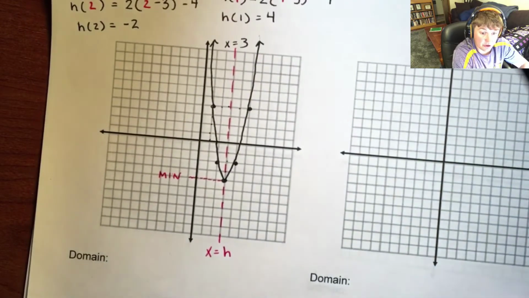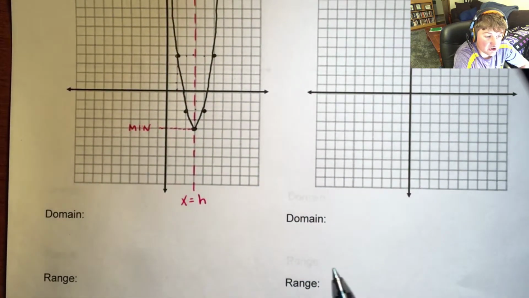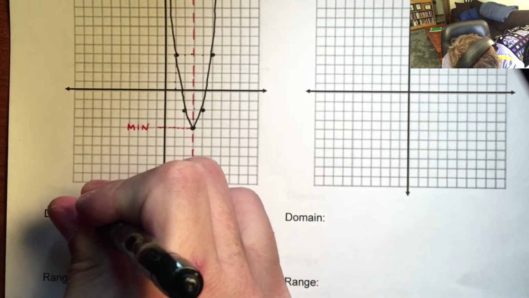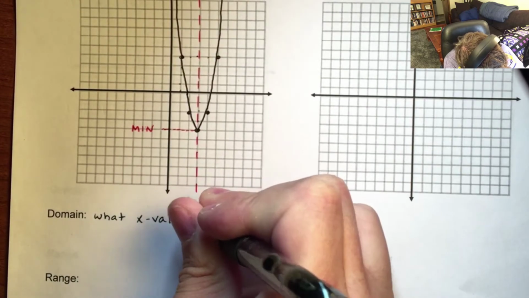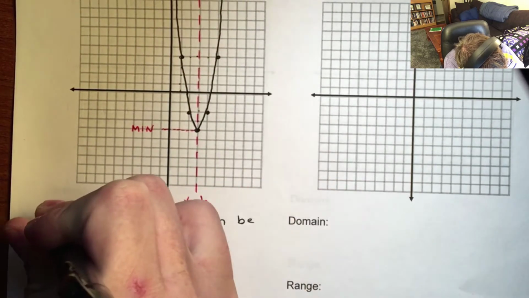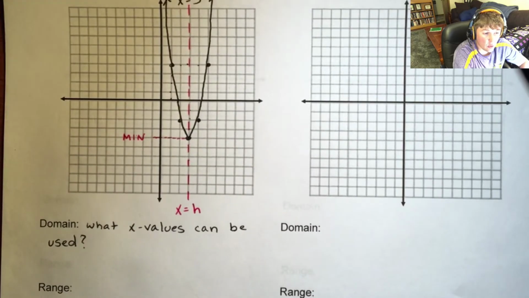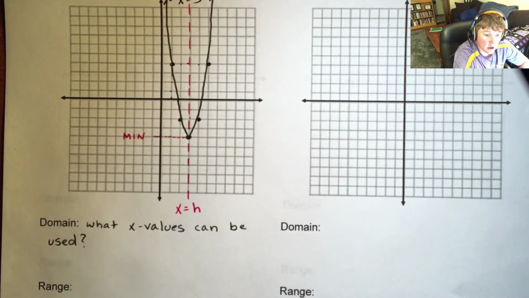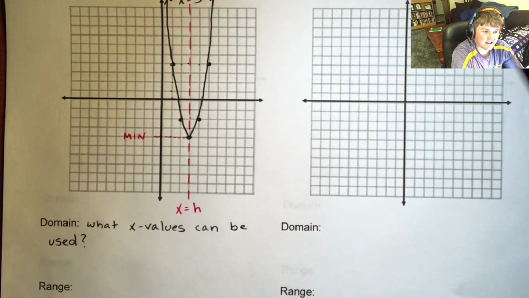Okay, let's talk about the domain. Okay, so the domain is going to be your x values. So essentially it's asking the question, what x values can be used? That's whenever you have the domain of a graph, that's basically the question you're asking. What x values can be used? So is there any reason why I can't use an x value? Well, we haven't really seen any examples where there's x values that you can't use, but those will come.